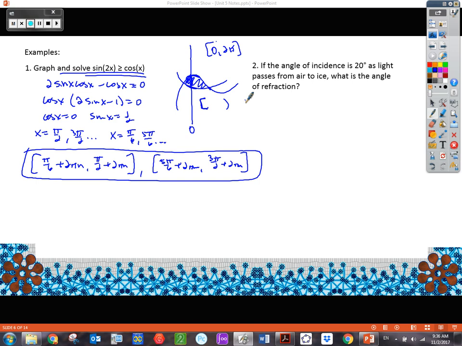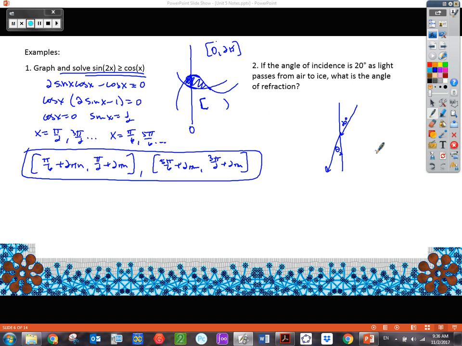Now let's go to Snell's Law. If the angle of incidence is 20 degrees, we need to know what that is, right? So the angle of incidence is this one, 20 degrees. As the light passes from air to ice, what is the angle of refraction? They're asking for theta 2. That's what they're asking for.